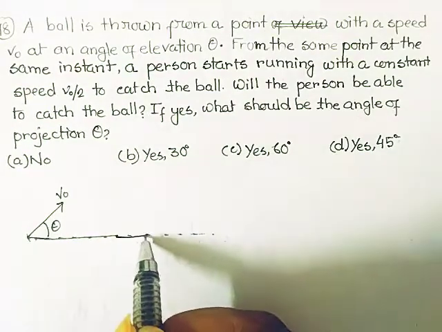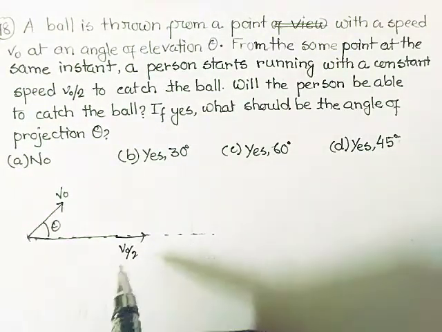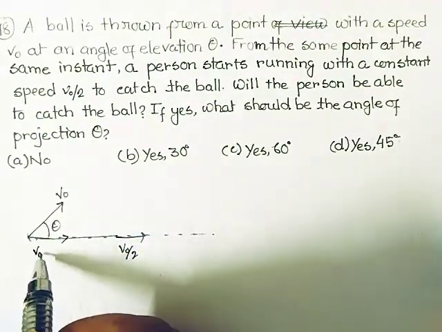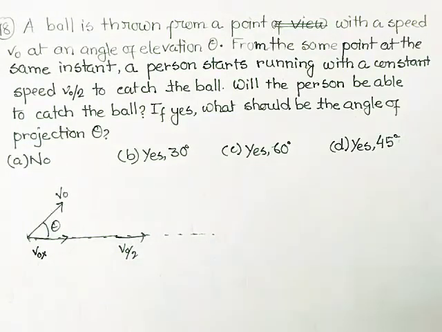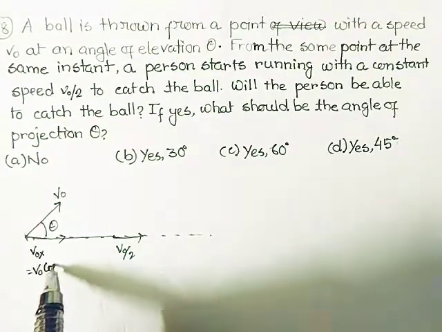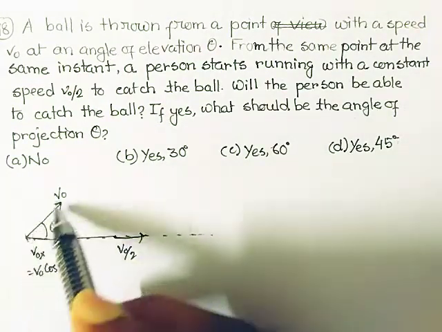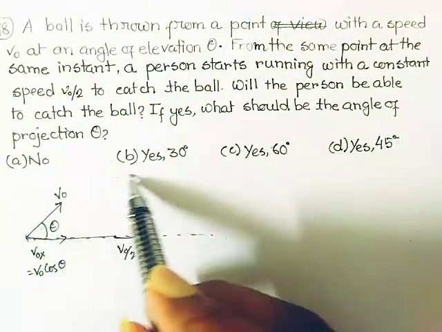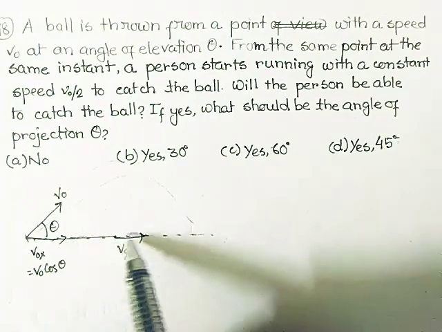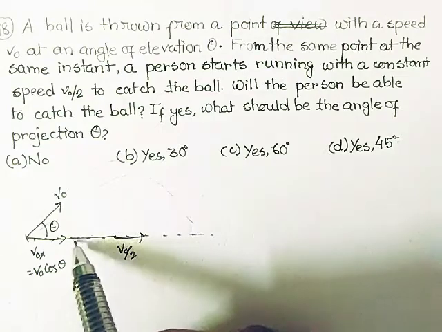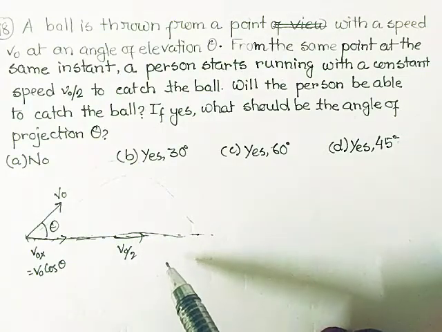So this direction is v0 by 2, that is the constant speed, and the horizontal component of the ball's velocity is v0x, that is v0 cos theta, and that should be equal to v naught by 2. So whatever be the vertical distance it is going up and coming down, the person who wants to catch the ball has to cover this horizontal distance, that is the range.